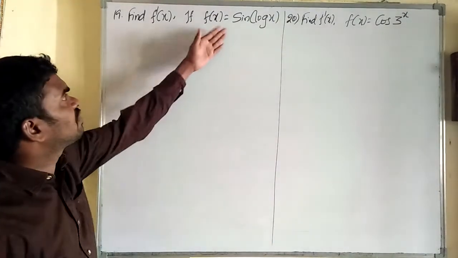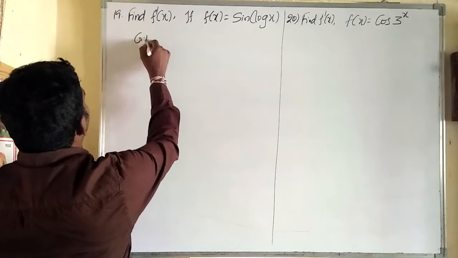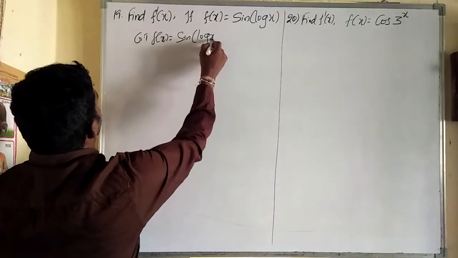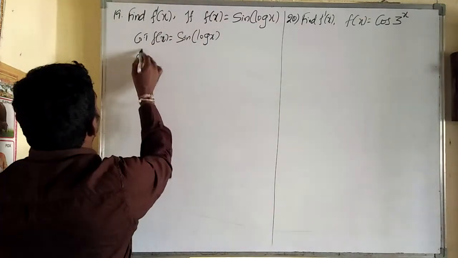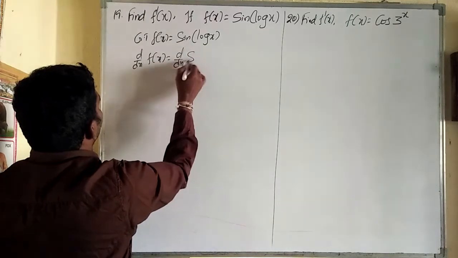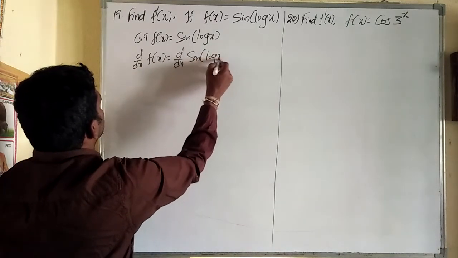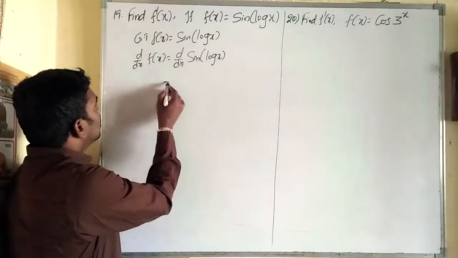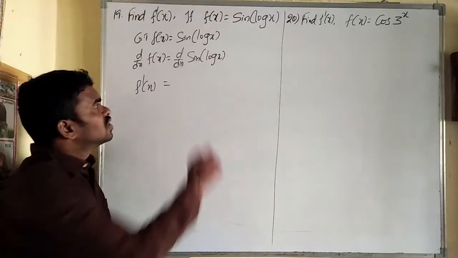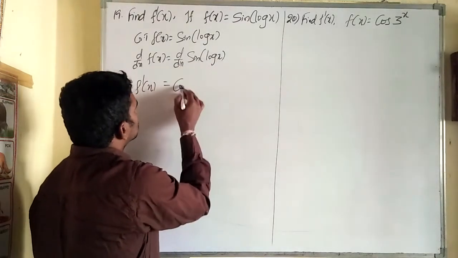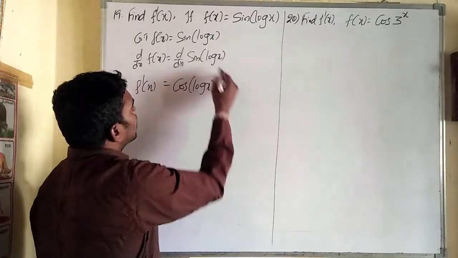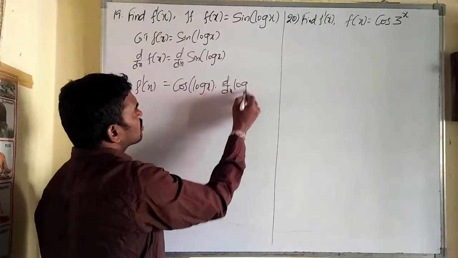Next, question 19: f of x is equal to sin of log x is given. To find f dash of x, taking the derivative on both sides, d by dx of f of x is equal to d by dx of sin of log x. So now tell me which formula. This is nothing but f dash of x. Sin of some x: the derivative of sin x is cos x, so we get cos of log x. Again, we take the derivative of that inner term, log x.